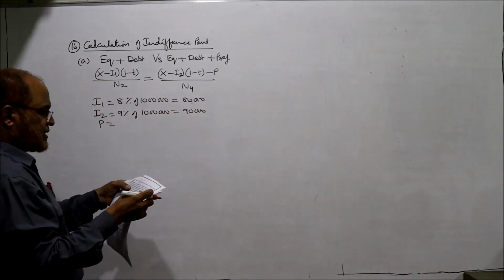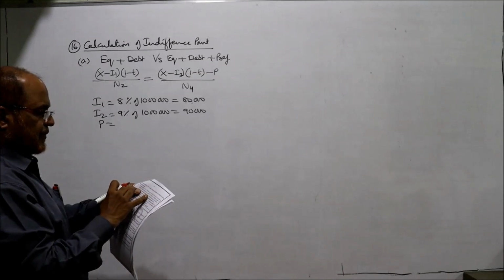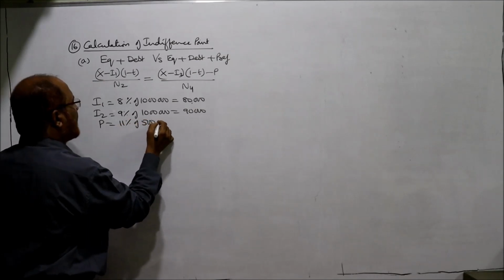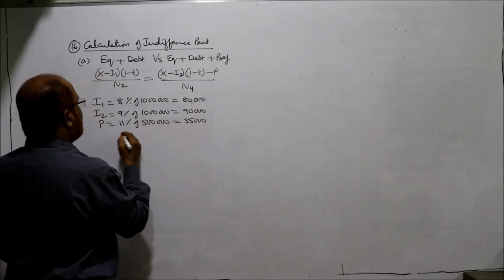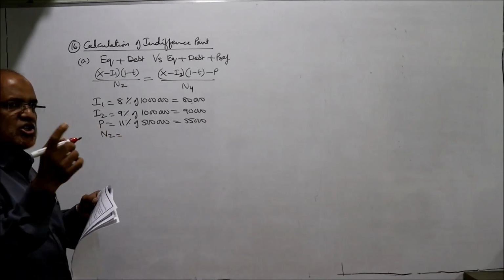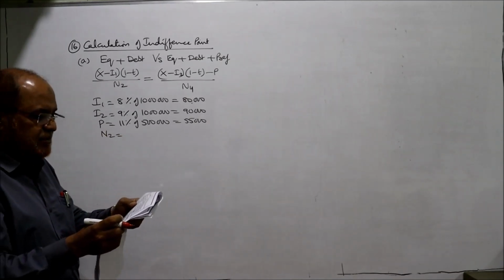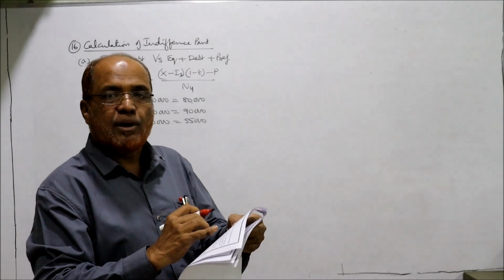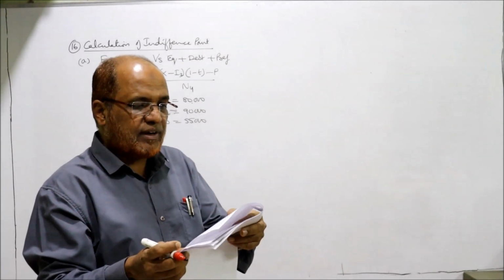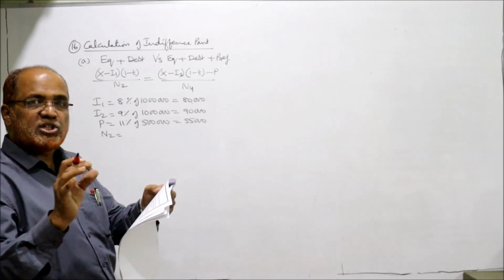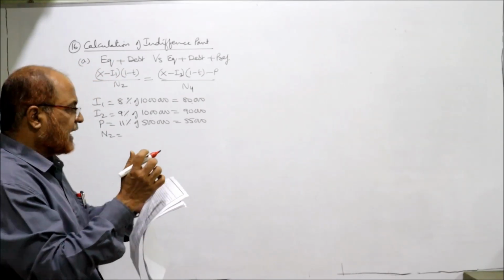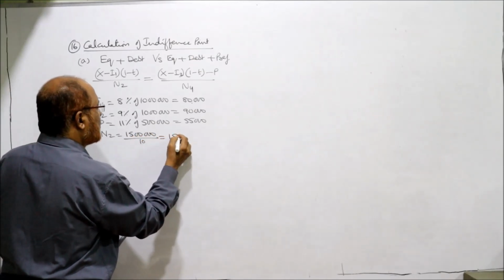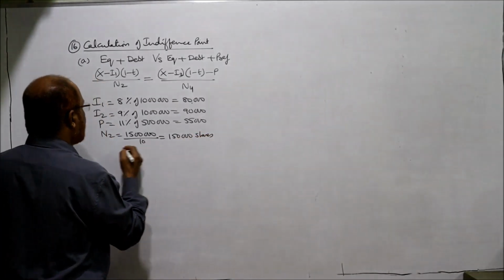And P is equal to preference dividend. Second plan 5 lakh rupees of preference capital at 11%. 11% of 5 lakh is equal to 55,000. N2, how many shares are there in the first plan? At the end it is given that the par value of the equity is 10 rupees and the tax rate is 30%. Par value means face value. The face value of equity share is 10 rupees. So how much equity share capital is there in the first plan? 15 lakh. So 15 lakh divided by 10 is equal to 1,50,000 shares.